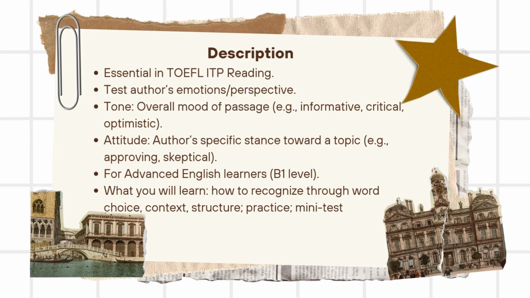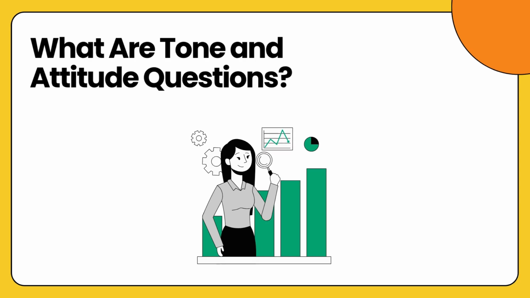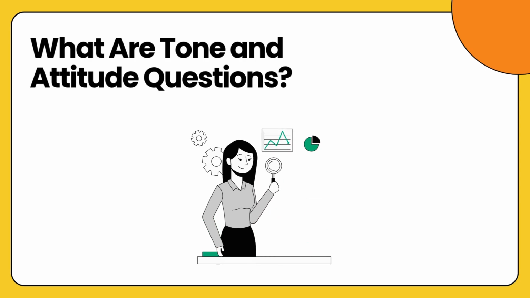This lesson is designed for advanced English learners at the B1 level. You will learn effective strategies to recognize tone and attitude through careful analysis of word choice, context, and sentence structure. We'll practice with examples, and then you'll take a mini test with 5 questions, 3 on tone and 2 on attitude, to check your skills. Let's dive in. So, let's clarify what are tone and attitude questions.